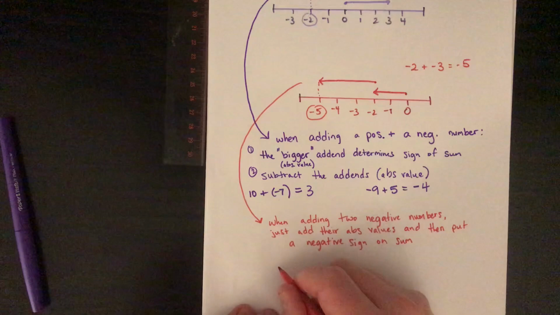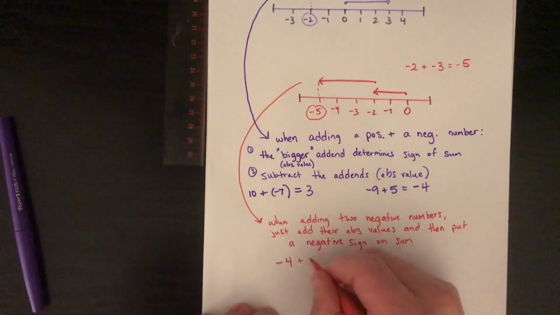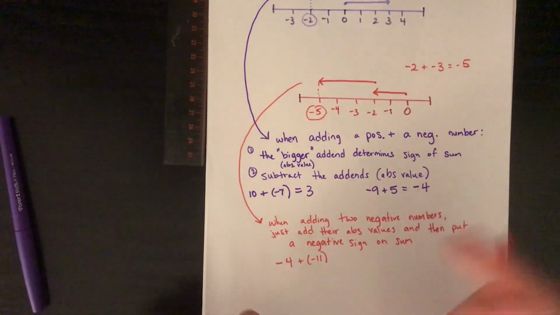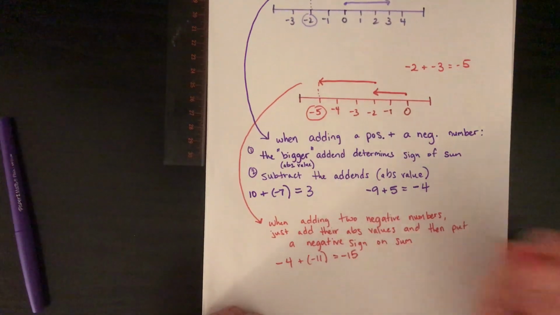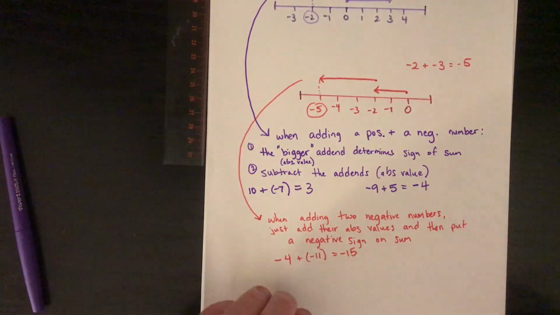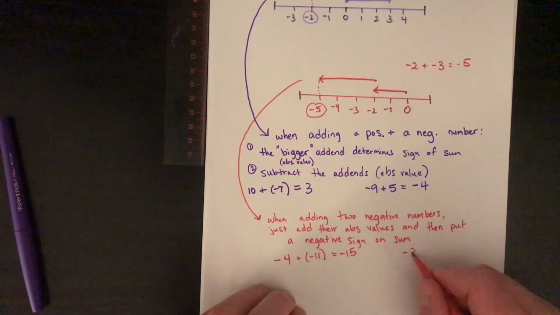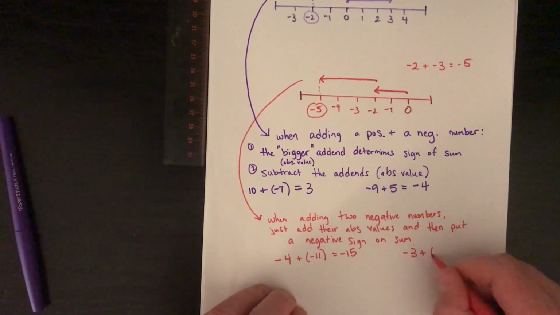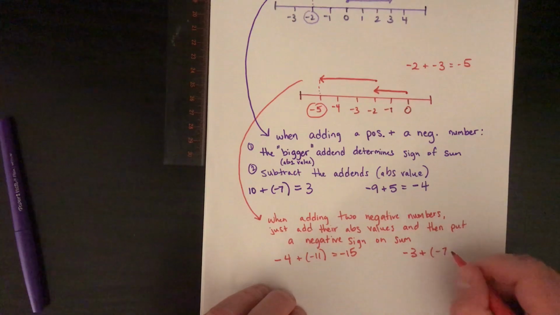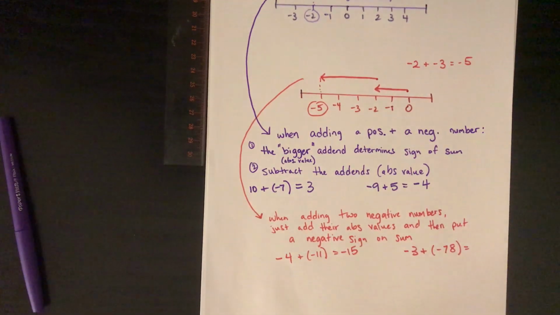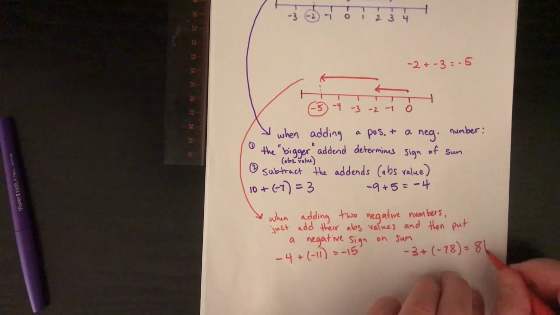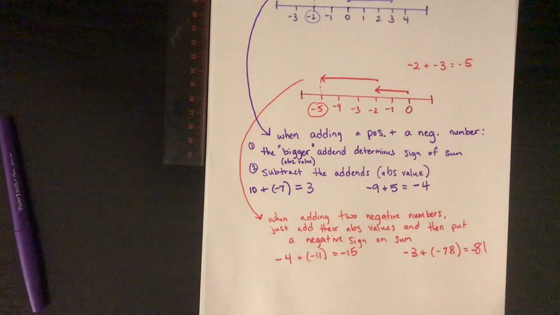So for example, if I needed to do -4 plus -11, I'm just going to do 4 plus 11, which is 15. Put a negative sign on there. I'm good. All right, if I needed to do -3 plus, I don't know, how about 78? Well, I'm just going to do 78 plus 3, which I know is 81. Toss a negative sign on there.